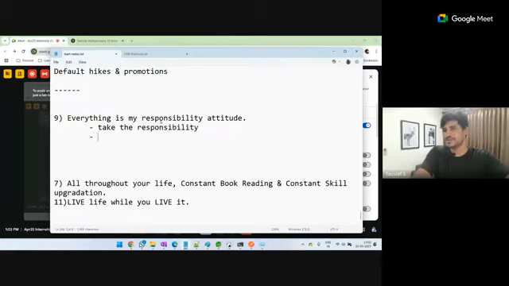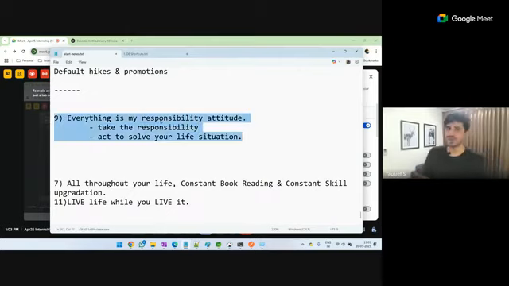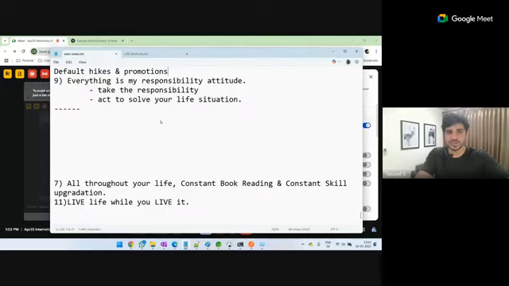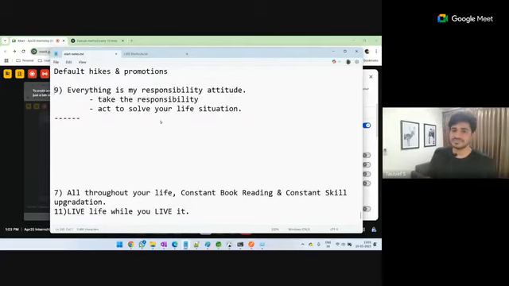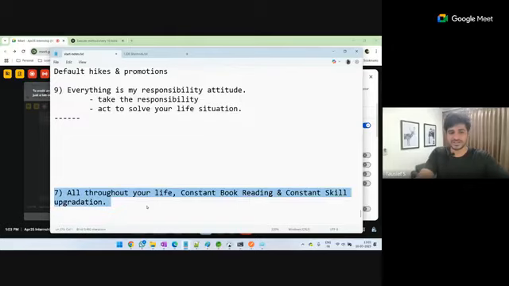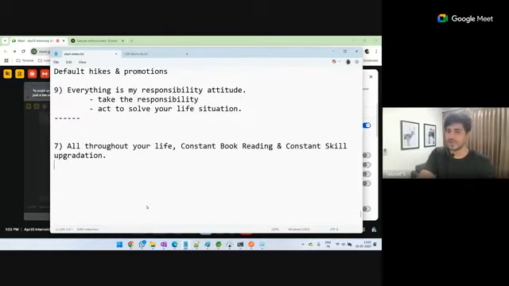And step number two is, act to solve your life situation. It's a combined thing. Dono kar loge, better. You will be able to solve plus succeed also. So that is the next one. Final two things we are going through. These things we have repeated multiple times. I think the statement itself is enough.